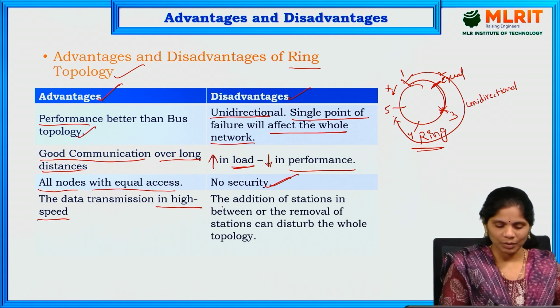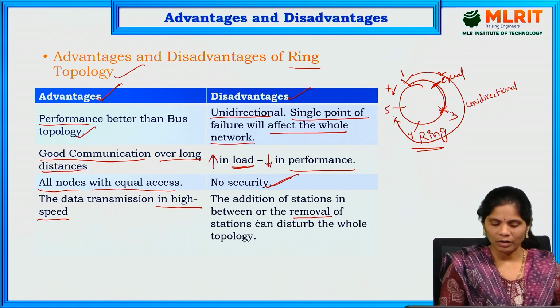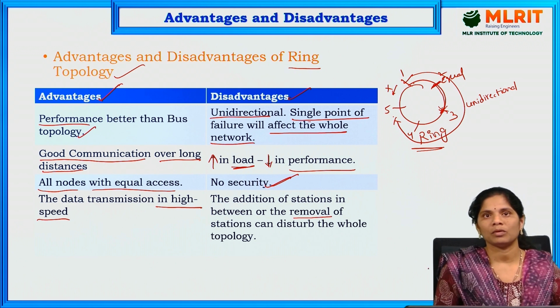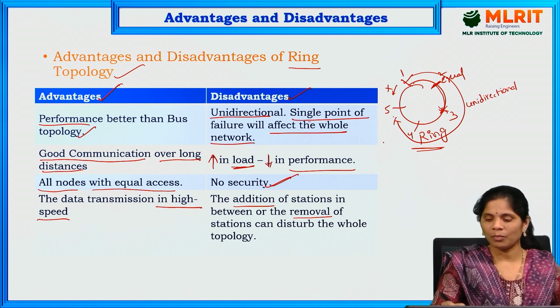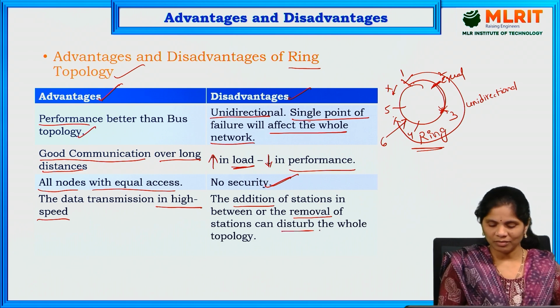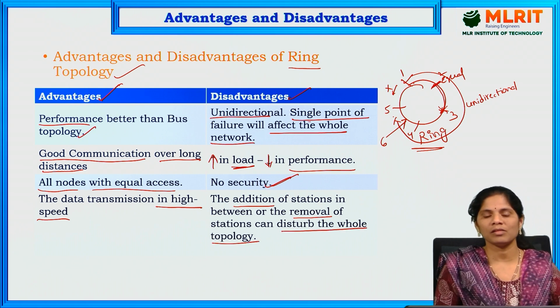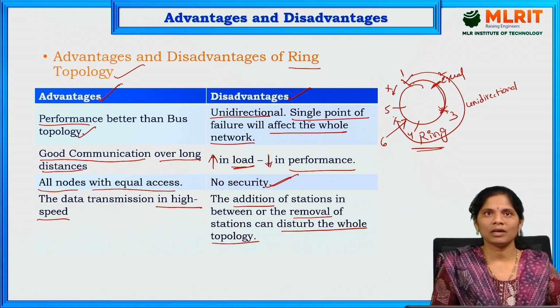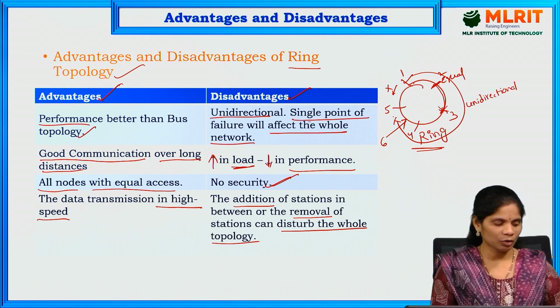At the same time, suppose I want to add or remove a device. If I want to add some more devices, suppose I want to add device 6 to this particular topology, then it can disturb the whole topology. This is also one more disadvantage in ring topology. These are the advantages and disadvantages of ring topology.